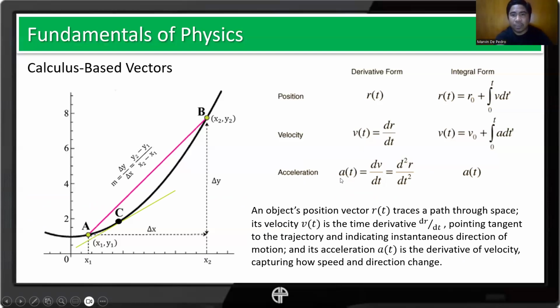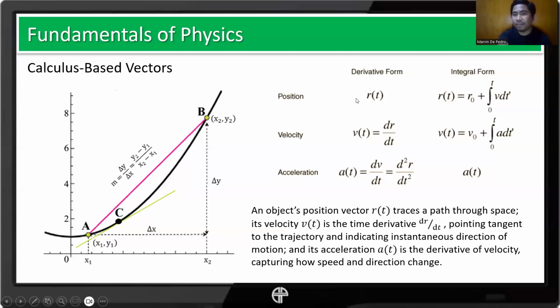And the object's acceleration a of t is the derivative of velocity. So here, a of t is just the derivative of the velocity. And we know that the velocity is the derivative of the position. Therefore, we can also say acceleration is just the second derivative of the position. It captures how speed and direction change.